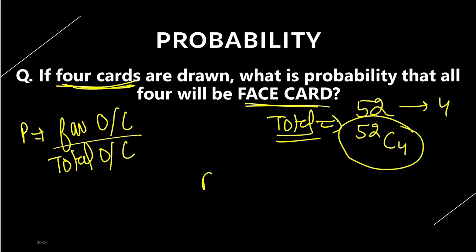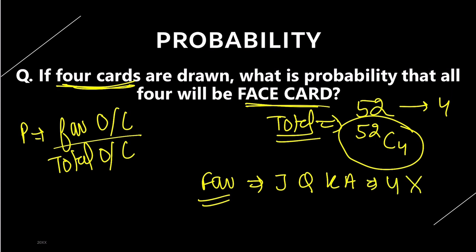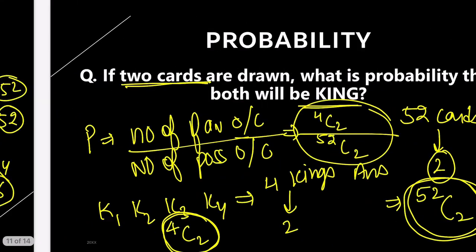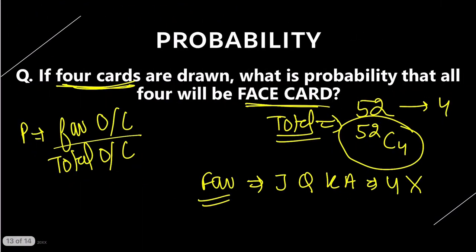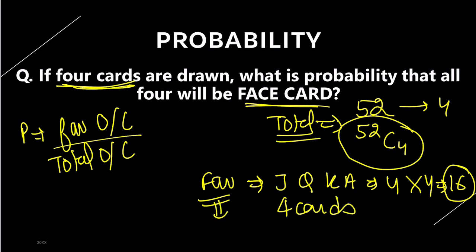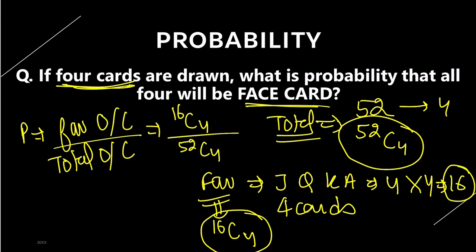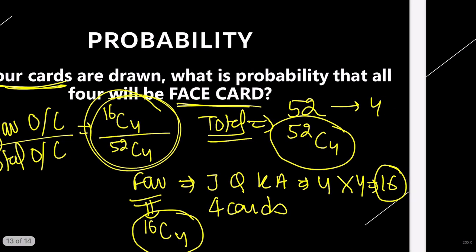What is the favorable outcome? Favorable outcome is choosing face cards. How many face cards are there? As I've already told you, Jack, Queen, King and Ace, four face cards of each of diamond, spade, club and heart. So 4 into 4 means 16 face cards are there. I am choosing 4 cards out of these 16 cards. So my favorable outcome is 16C4 and the total outcome is 52C4, and that is the answer. I hope this is clear.